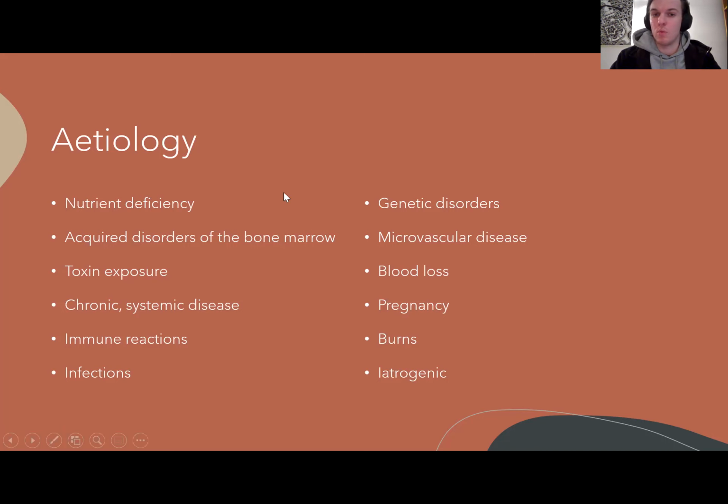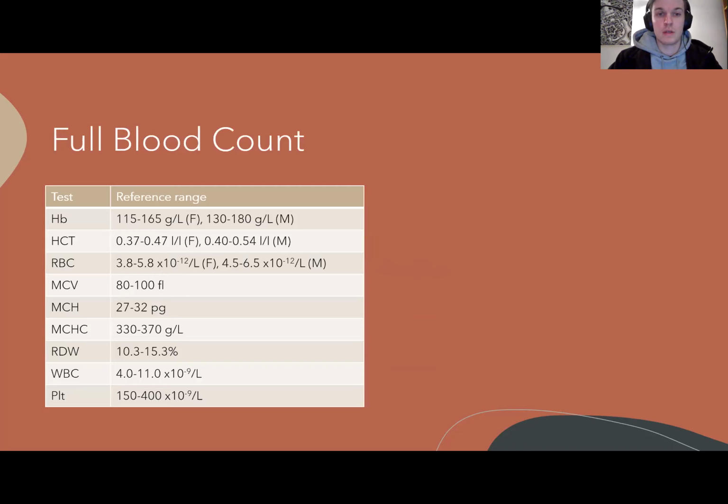So we need a way of trying to whittle down quickly what it is that might be causing it. We don't want to investigate everybody for everything. So it will be helpful for us to have a way of quickly narrowing down what might be causing that anemia. So we want a classification system, something to make that job a bit easier.